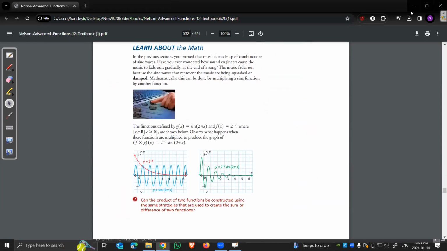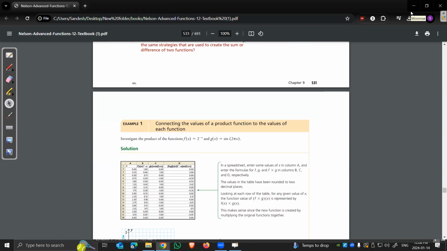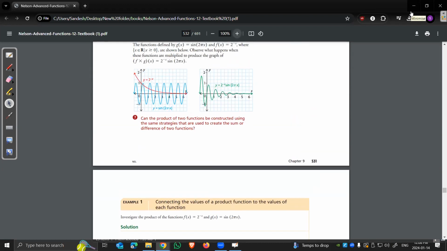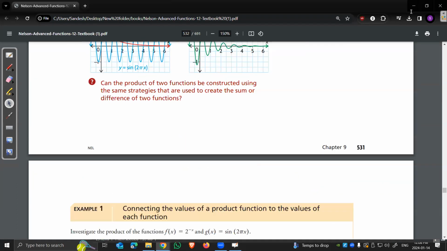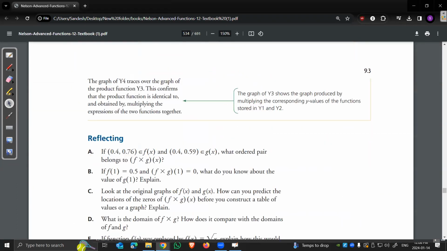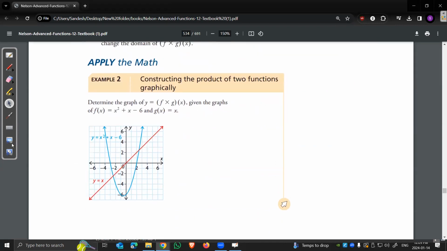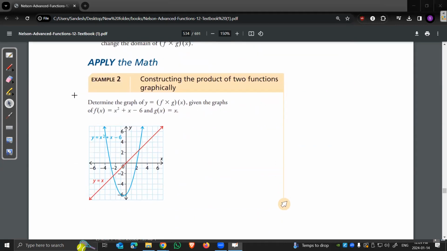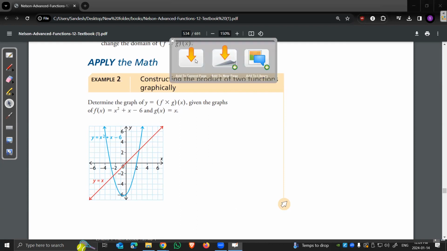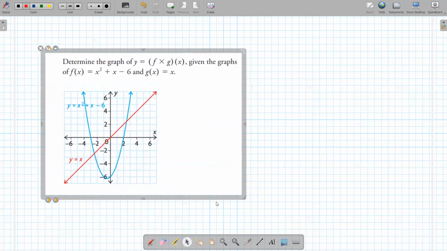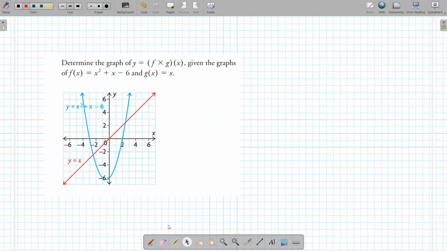Let's see. This one needs a graphing calculator. We can skip that. Let's just start with this one. So yesterday we were adding and subtracting. Today we're going to be multiplying and dividing, but the idea is the same. Instead of adding the y values, you're going to multiply them. The x values are going to stay the same.